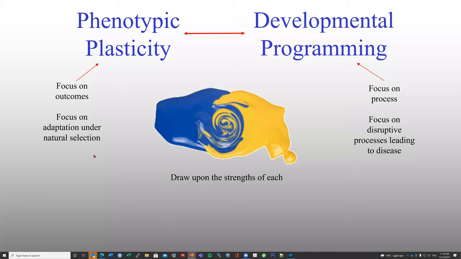In the ecological environmental area, we're focusing on adaptation under natural selection, whereas in the health area, they're focusing on disruptive processes leading to disease. But there's a real opportunity here to draw upon the strengths of both of these areas in order to deliver some really good research outcomes in the context of sex determination.